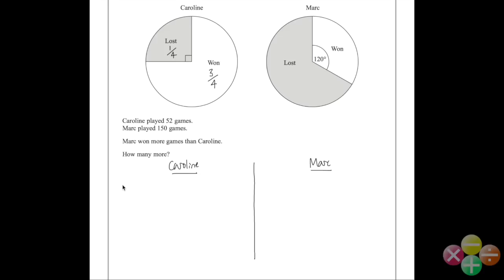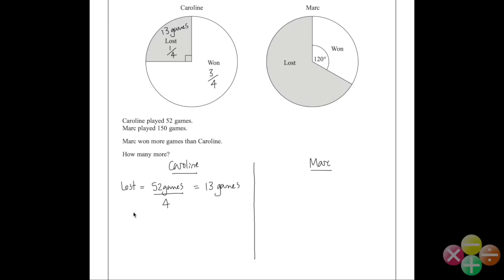So if we take lost, we've got our 52 games in total divided by 4, because we're trying to find a quarter of it. And 52 games divided by 4 leaves me 13 games. So Caroline lost 13 games. So I can write that on my slice, 13 games.